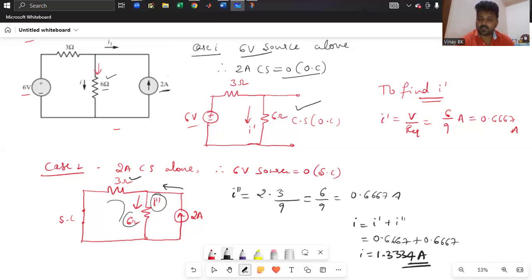So you need to add I dash and I double dash to get the total current that flows through the 6 ohm, if you are applying the superposition theorem.